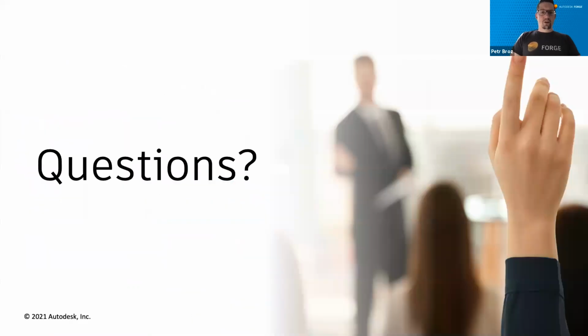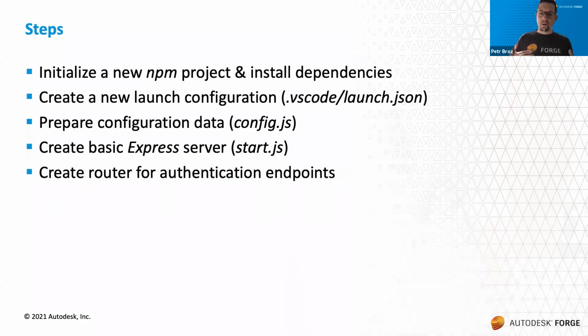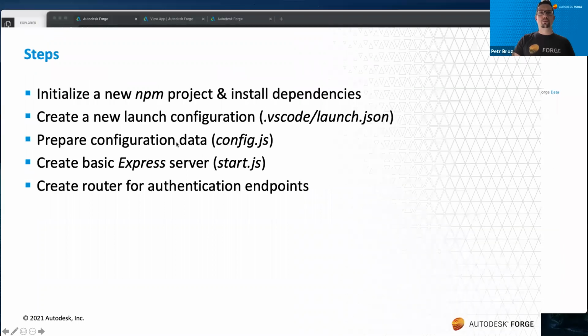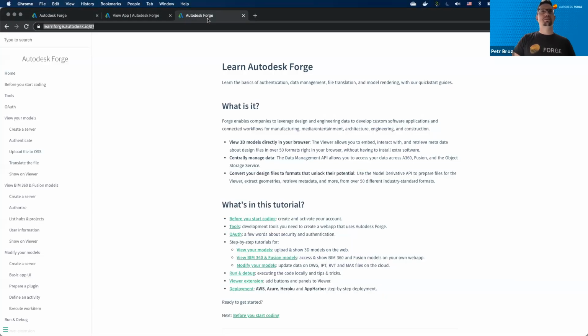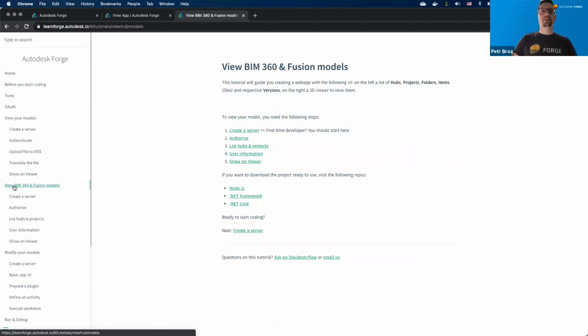Now, let's move on to step number 2, where we're going to start implementing the basic server-side logic for our Node.js server, right? Similar to day 1, we're going to initialize a new NPM project and install some of the required dependencies. For that, we'll be following the Learn Forge tutorial once again. Let me navigate to it straight away. So again, going to learnforge.autodesk.io this time. This is where you'll find the collection of tutorials that we've prepared for you. And today we're working on tutorial number 2 here. Here it's called View BIM 360 and Fusion Models, right?